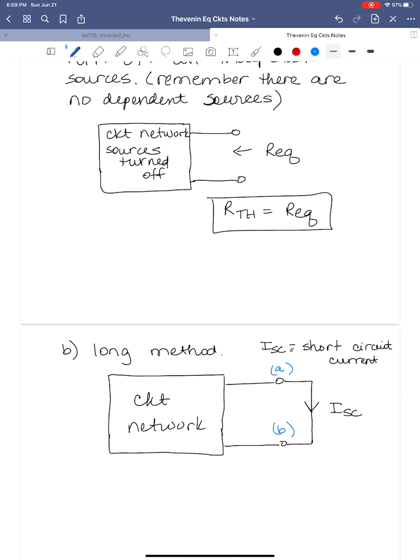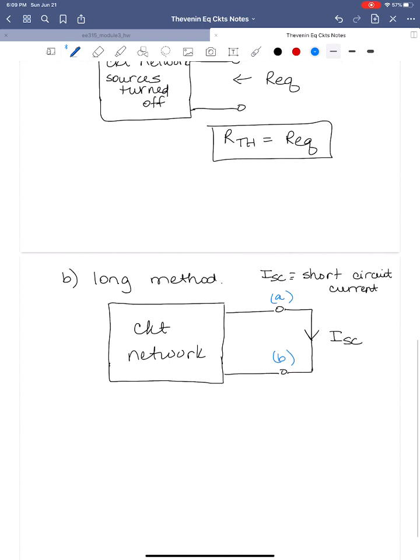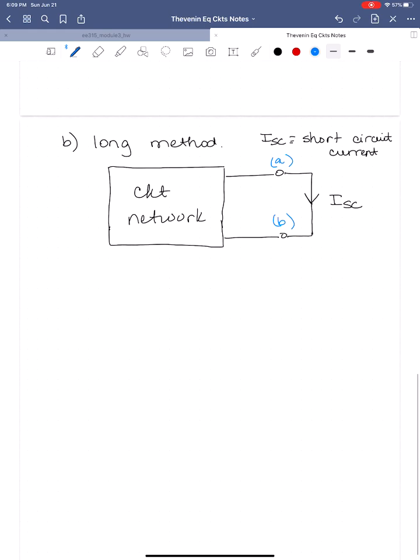Okay? And you'll solve for that short circuit current using any method that you like. Okay? Notice the load is still disconnected. We're only looking at the circuit network. All right? And then we can find the Thévenin equivalent resistance now, our R Thévenin, as being equal to the open circuit voltage divided by the short circuit current.